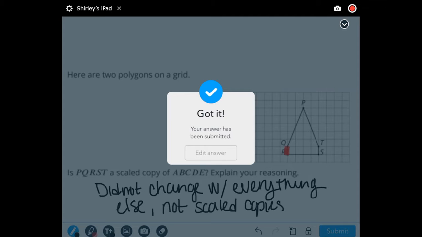If you think you can find a scale factor, then I'm going to push you by asking: did every single part of the figure change using that scale factor? This one is a little bit trickier because there are some parts that do move the same, but do they all is the actual question.